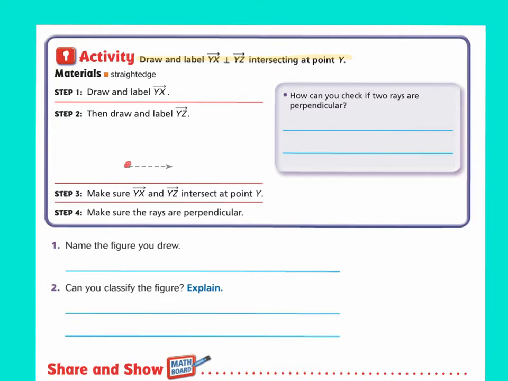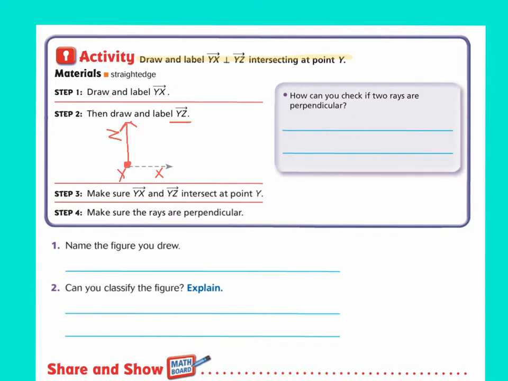And of course, when we draw the ray symbol, Y would come first, and then X would be towards the arrow, going towards the arrow. And so then when we draw YZ, again, Y is going to be down here where the point is, and then Z is going to be up here by the arrow. So step 2, again, we're going to connect two rays at point Y, and that's what it would look like here.